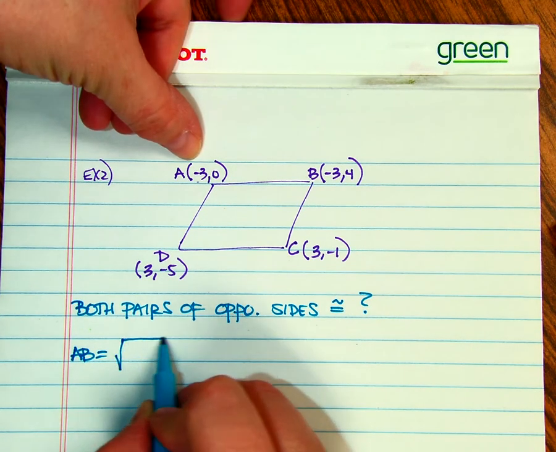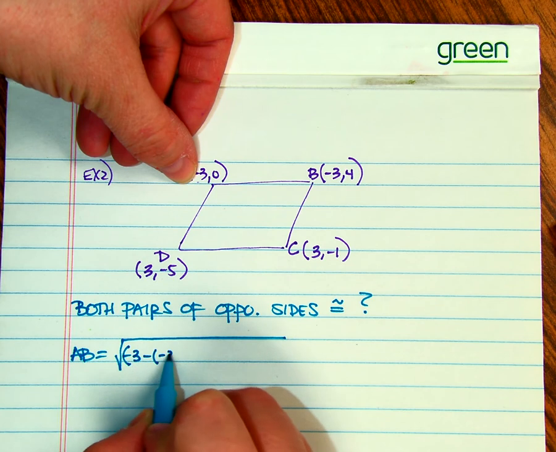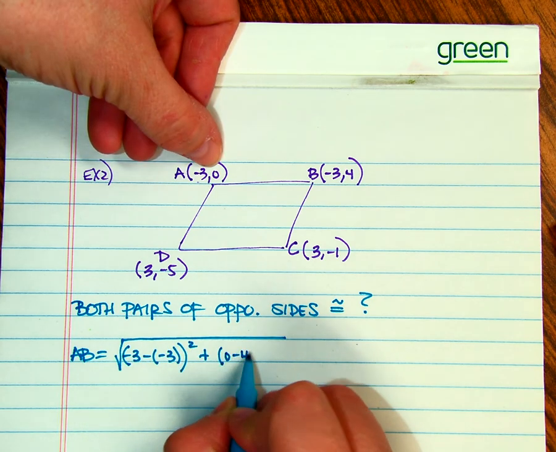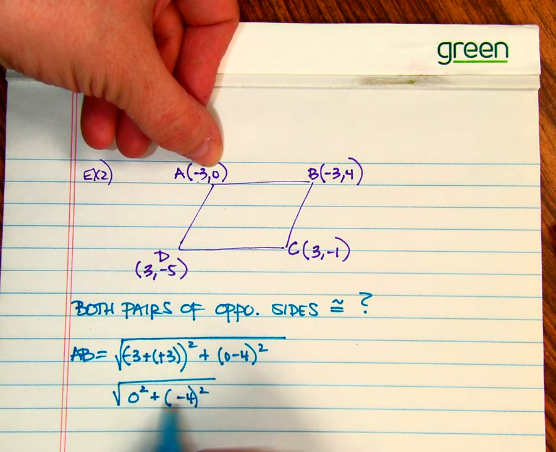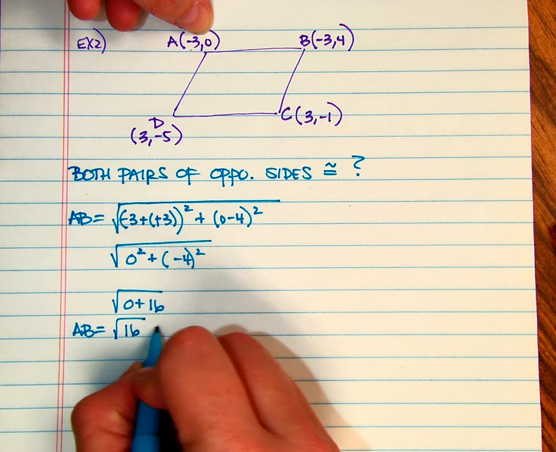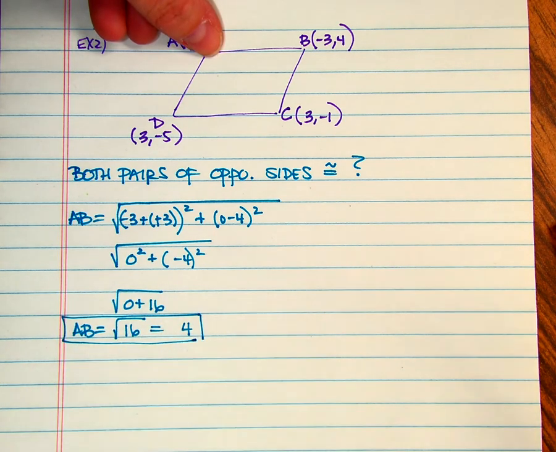So I have the square root of -3 minus -3, squared, plus 0 minus 4, squared. Minus a negative is plus a positive, so that gives me 0 squared. And I get -4 squared. And that gets me 0 plus 16. So AB is the square root of 16, which is 4. Okay, so I have AB is 4.